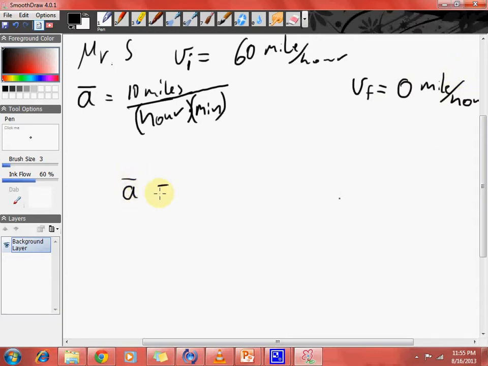Average acceleration equals final velocity minus initial velocity divided by change in time. Time is what we're looking for, so let's just substitute that with t, so I don't have to continuously write change of time. We have an acceleration, almost forgot, it's negative 10 miles per hour per minute, because we're decelerating. We're decelerating 10 miles per hour every minute.